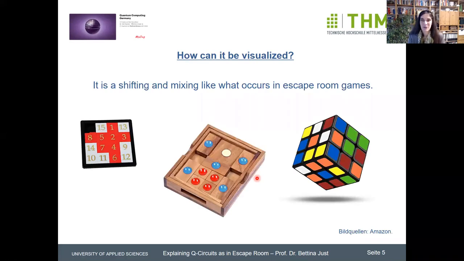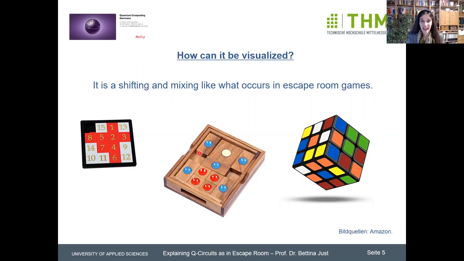It seemed to me it was kind of shifting and mixing some numbers, all called alpha. And that's exactly what happens in escape room games. If you ever played around with escape room games, there are these challenges, but maybe you also know these kinds of challenges. It's for instance, this little tiny puzzle, and the task is to put the numbers into the right order, moving them around using the free space.